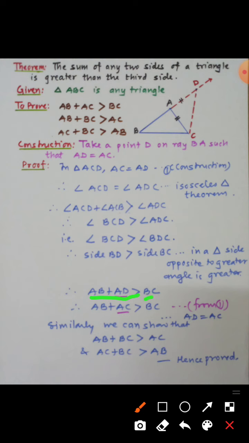But we know that AD is equal to AC, given. Therefore, AB plus AC is greater than BC. First proved. Therefore, similarly we can show that AB plus BC is also greater than AC and AC plus BC is greater than AB, and hence proved the theorem.